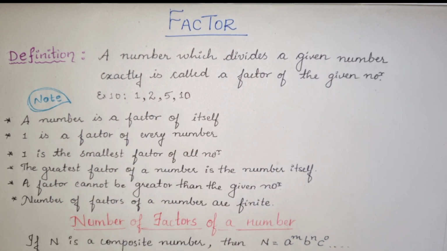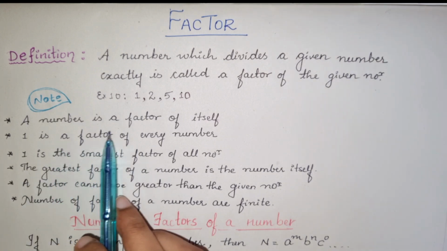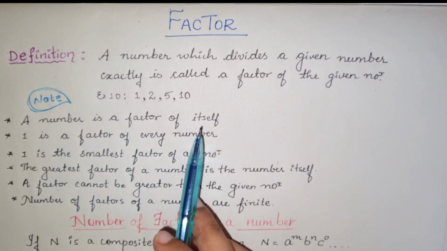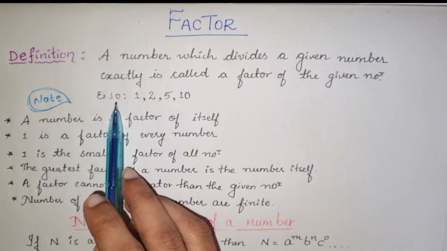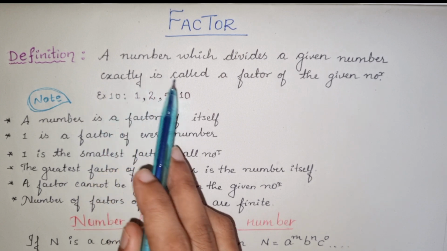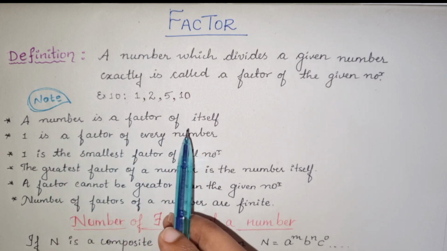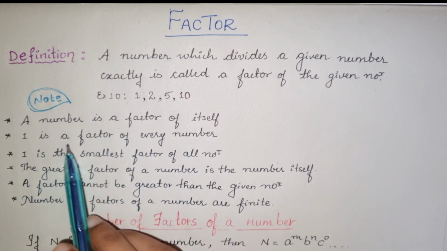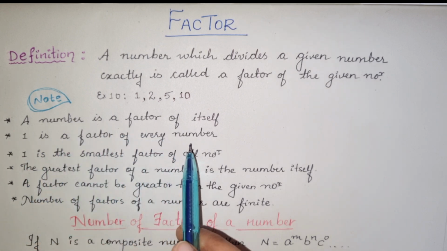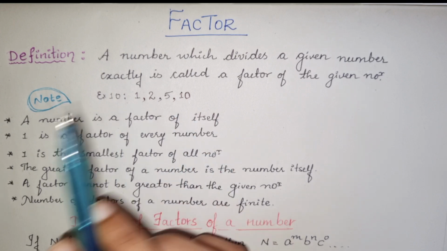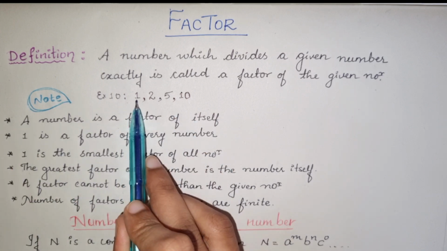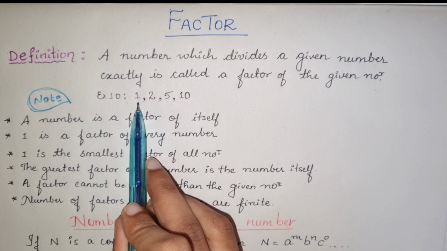There are some important notes to be remembered. That is, a number is a factor of itself. See here, the given number is 10, and 10 is also its factor. So a number will be a factor of itself. 1 is a factor of every number. You can take any number from the number series, 1 definitely will be its factor.